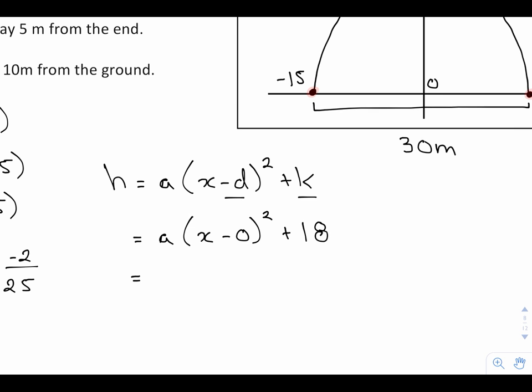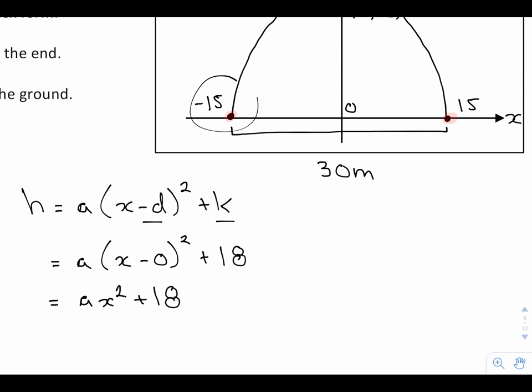And if I simplify this expression, I get ax squared plus 18, because x minus 0 is just x, and if I square x, I get x squared. Once again, we're stuck with having to solve for the a value. What I can do is substitute in one of these points, either the root negative 15, 0, or the root 15, 0. Either way, I plug them into the equation, I will get an identical a value.